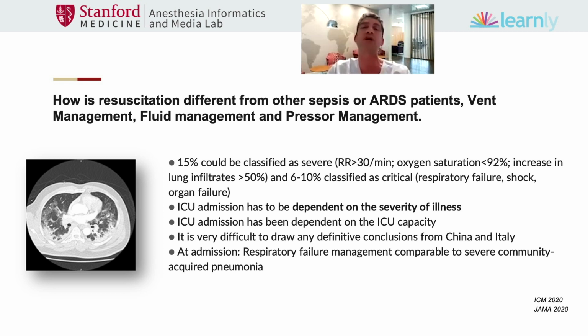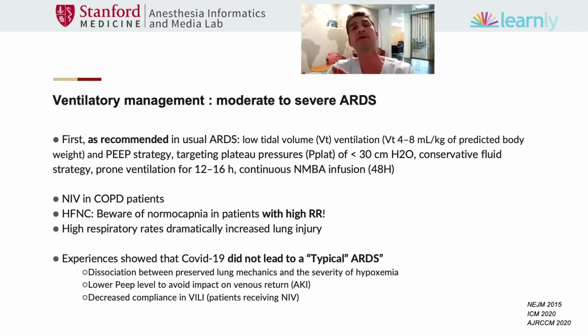And that's the first point, because it's very difficult, from my point of view, to draw any definitive conclusion from the Chinese experience or the experience from Italy, because in Italy, for instance, ICU capacities have been overwhelmed by coronavirus patients, and there are no guidelines from this experience that we can take. So for us, because we had time to take care of these patients, respiratory failure from COVID pneumonia should be managed exactly the same way that you manage a severe community-acquired pneumonia.